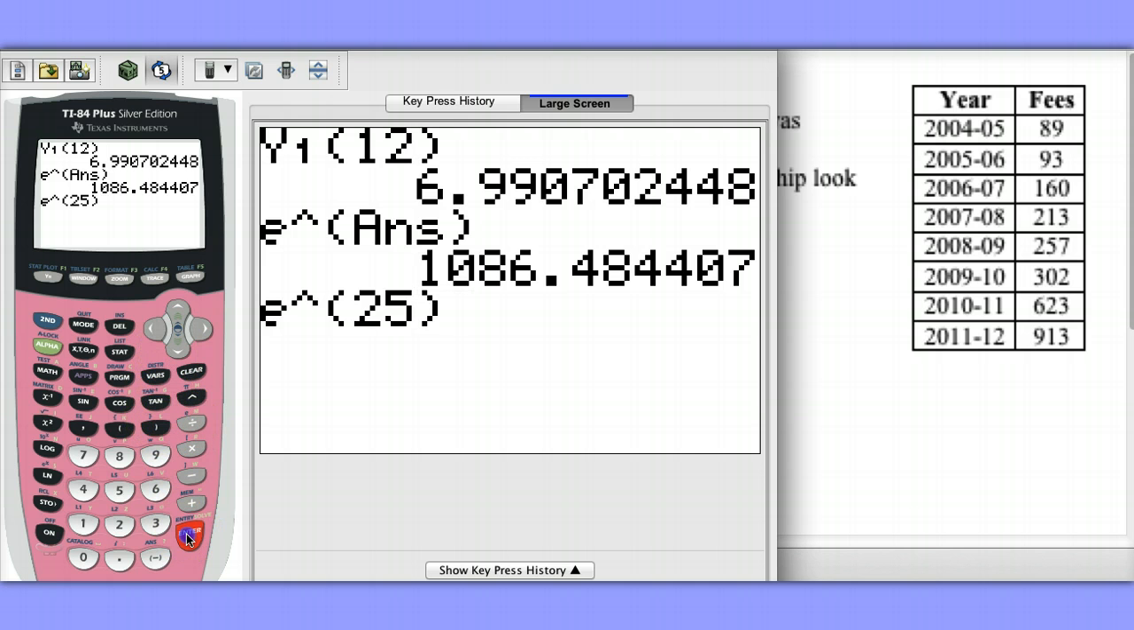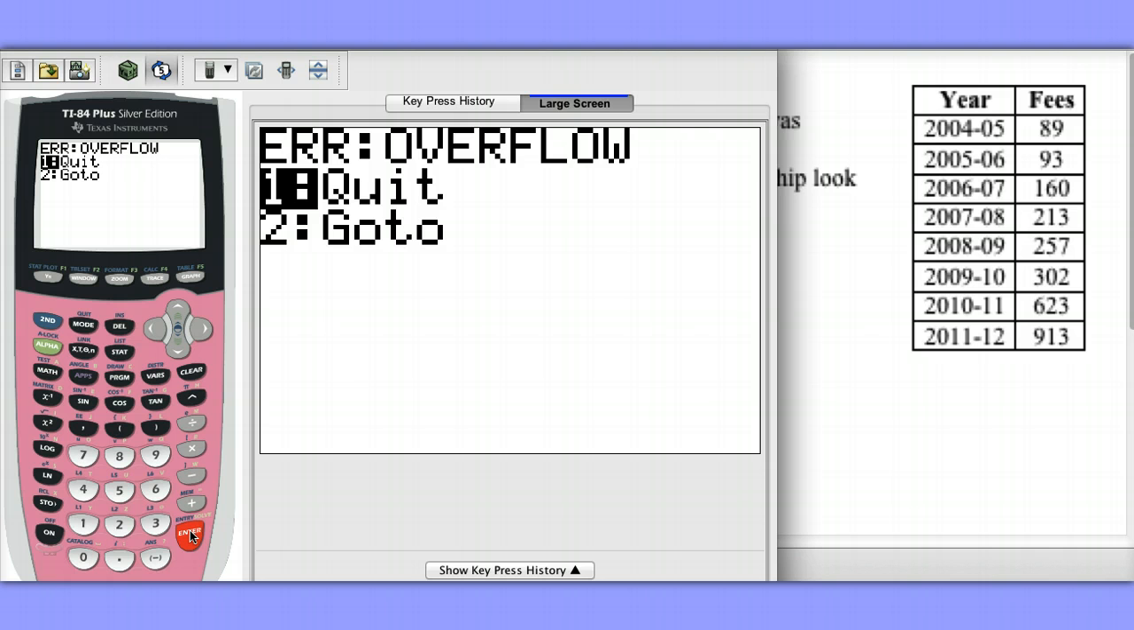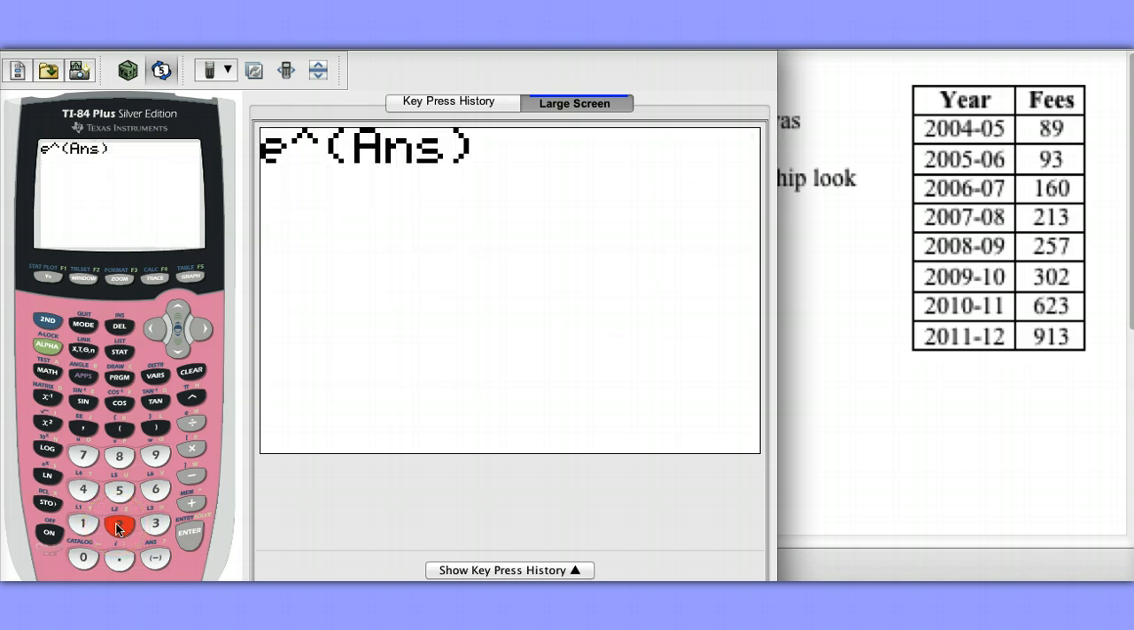But let's see what happens if we do this for year 25, 2025. What would the fee be at this school? And remember, we have to use base e to this power, which actually is already a huge number with our scientific notation. Yeah, it's so big that it overflowed the calculator, so that's not so good. So this exponential model clearly is not something we want to use to extrapolate far away from our initial values, but using it for the year 2012 seems like it might be reasonable.